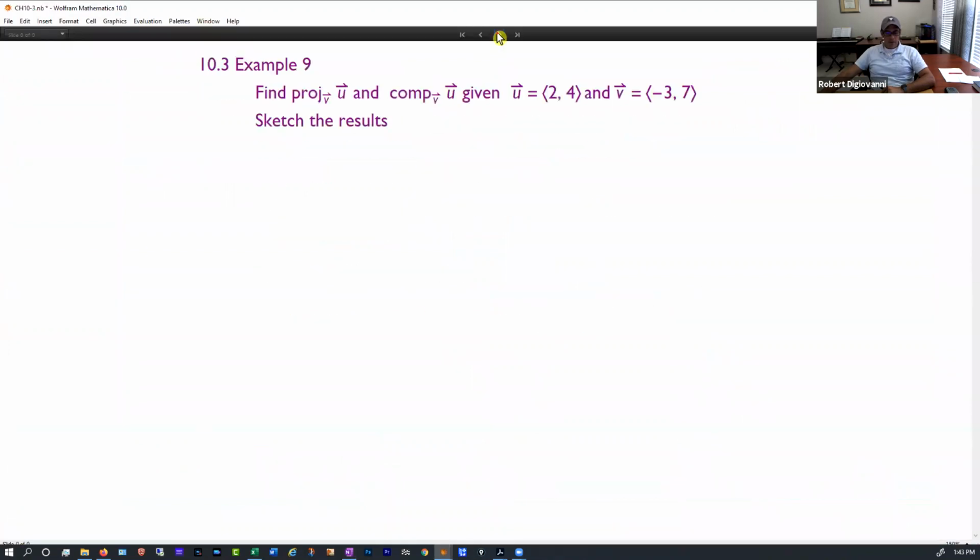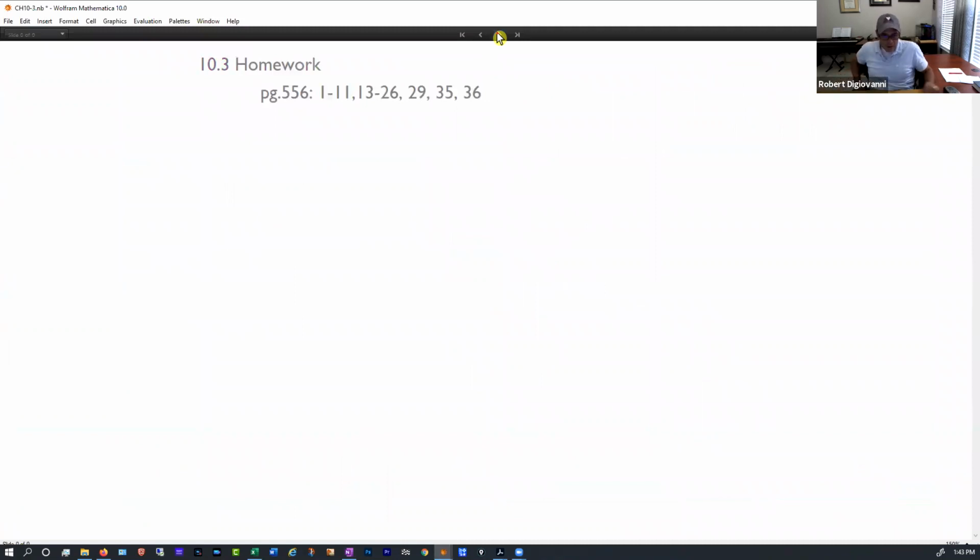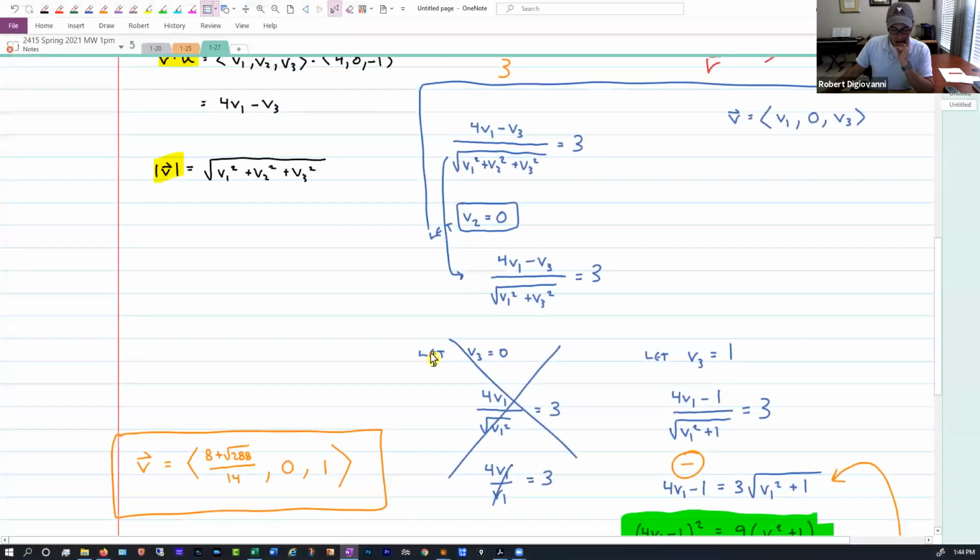Okay, moving along. That's it. We're done with that section. Don't worry about this homework assignment. It's on your schedule, so just ignore that. So we're done with 10.3, which is dot product. We're ready to start 10.4, and 10.4 is the cross product.